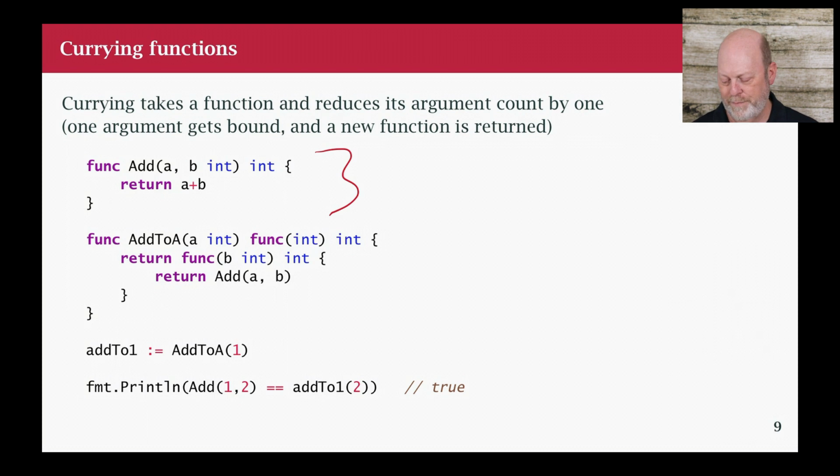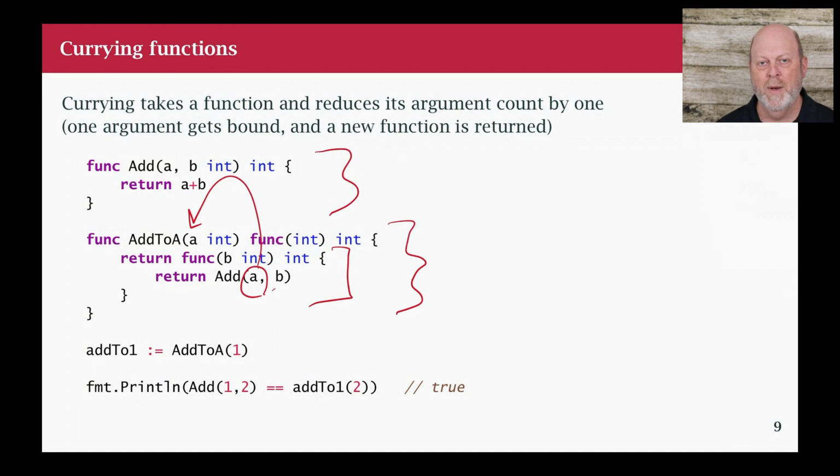Great, not very exciting. What I'm going to do is create another function called addToA, where I'm binding a value to a, turning this into a new function that only takes a b value. What does it do? It adds b to whatever a was every time. My function actually returns a function in b that calls add with a and b, closing over the original parameter that was passed into addToA.